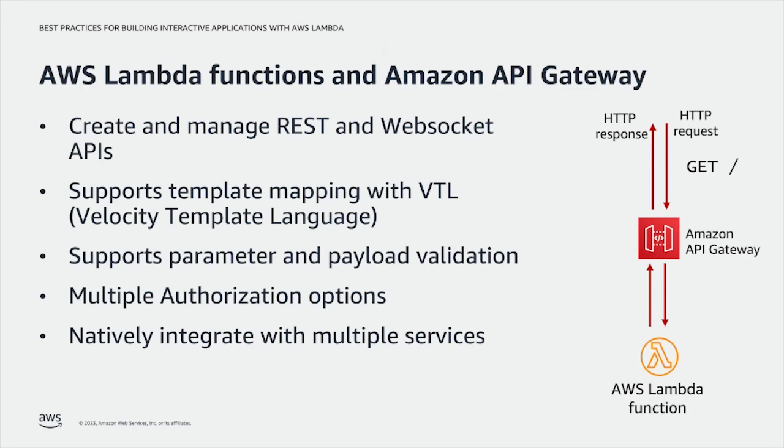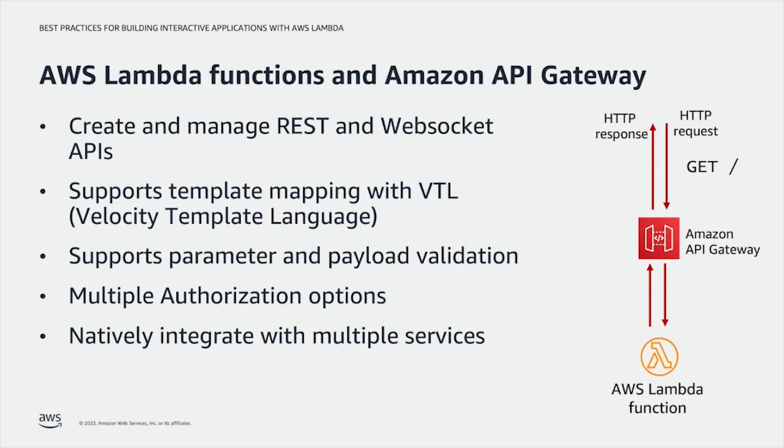It supports something called VTL, Velocity Template Mapping, which allows you to invoke or access other services directly from API Gateway without any code in between. It's just velocity template language in between, which allows you to remap the request as it comes into API Gateway before it gets passed on to the next service.